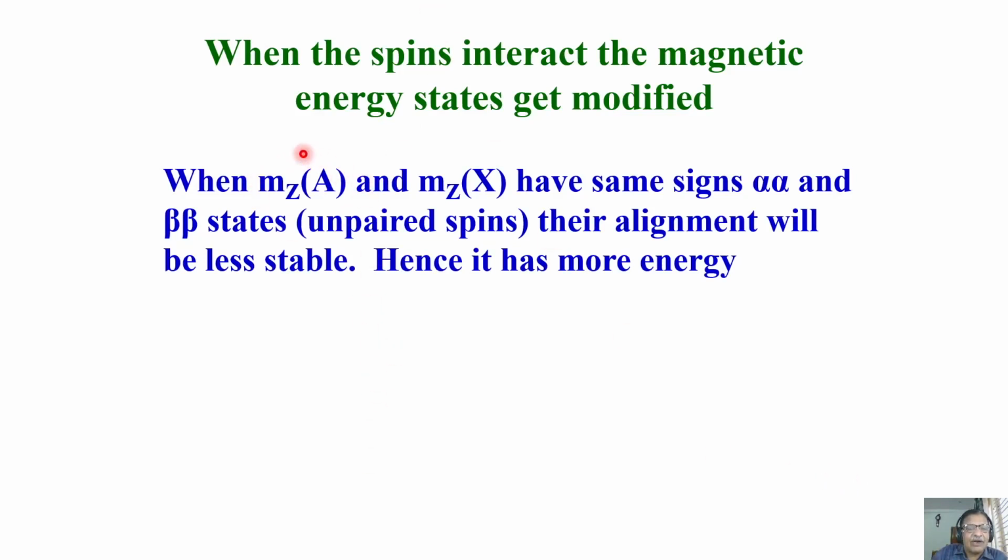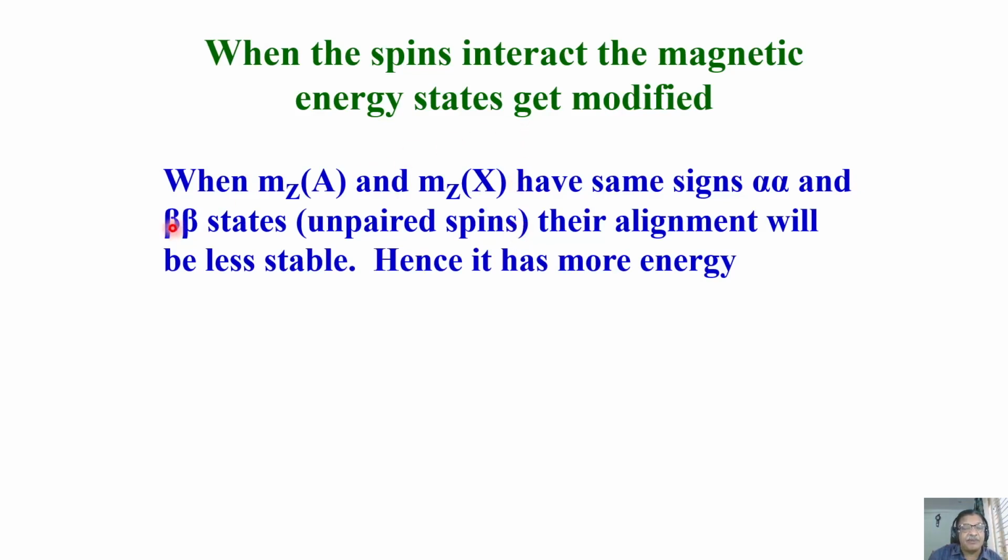Now let us say the magnetic quantum numbers of spin A and spin X have the same sign. If alpha alpha both have the same sign, what is the other energy state which has the same sign? Beta beta. So when the magnetic quantum numbers of A and X have the same sign, that is the alpha alpha and beta beta states, they are unpaired spins. You understand? They are unpaired. Only when they are different, alpha and beta, are they paired.